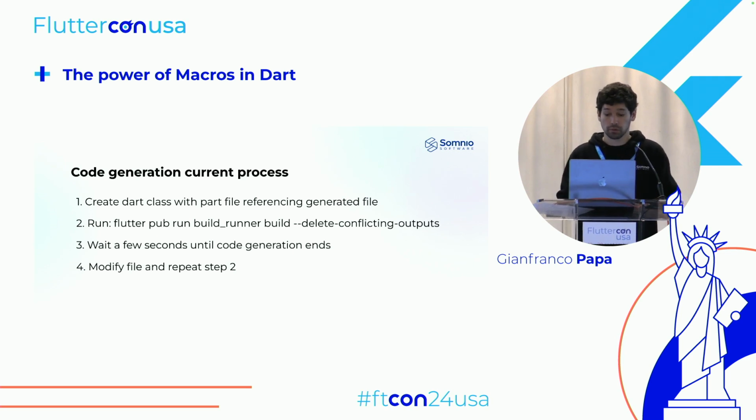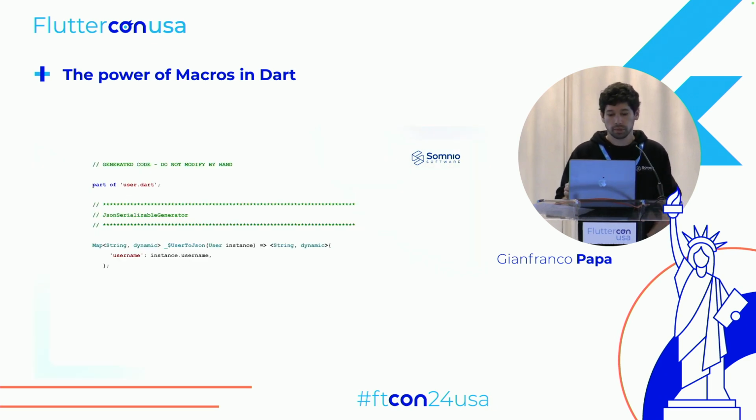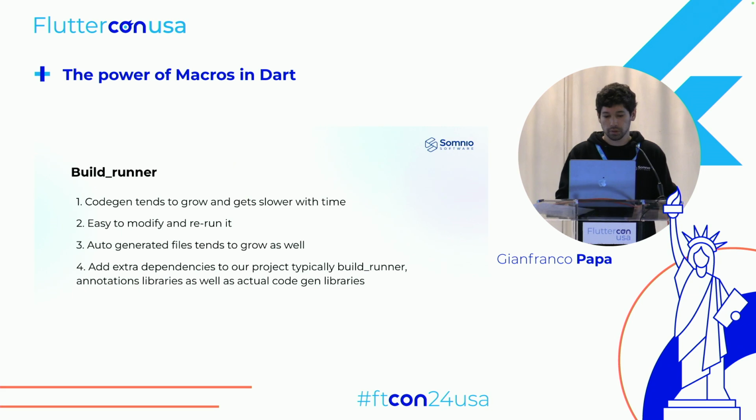Hopefully we can have it in the background, watching the changes, but then we need to wait a few seconds until the code generation ends, and then modify the files and repeat the process, or maybe have something watching in the background. But it's more or less tedious to do. And at the end of the day, we have a generated file that in some cases is not so easy to approach. In general, we shouldn't modify this by hand, and if there is an error, it's going to be because of the library itself, right? So this is how build runner works.